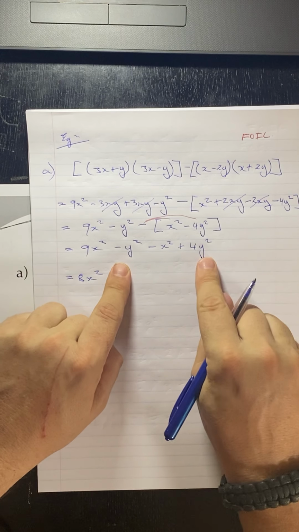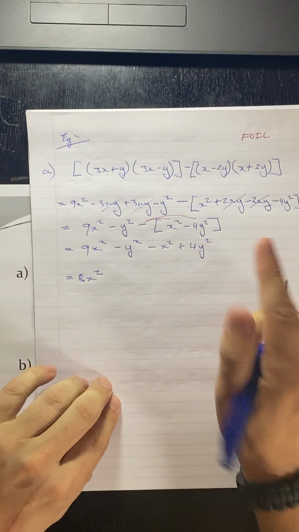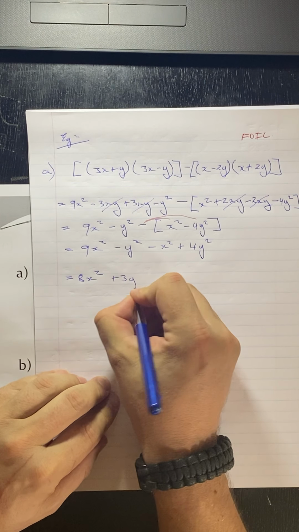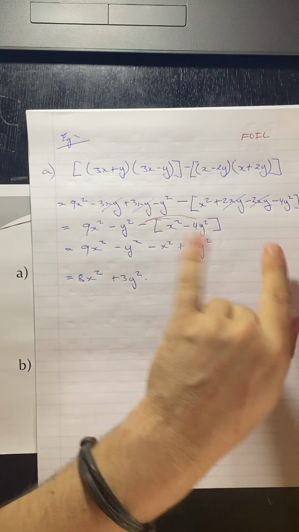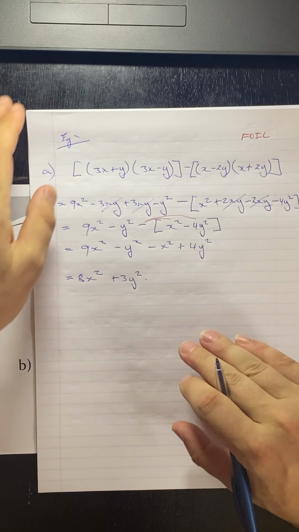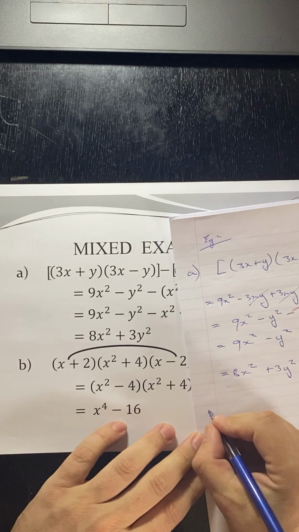Then over here, y squared and y squared, like terms. So we have minus y squared plus 4y squared will give us plus 3y squared. All right, so you see it's not too bad. We just had to FOIL twice and then get like terms together. All right, so let's look at this next example.